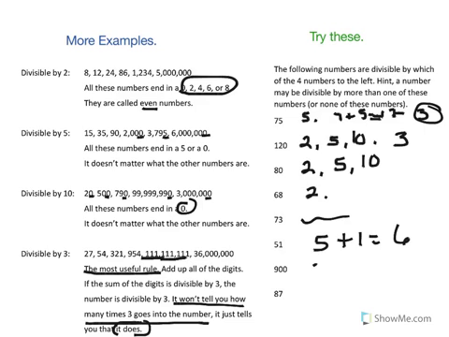900, okay, it's even, ends in a 0, and 9 plus 0 is equal to 9, so 3 goes in. And 87 is another tricky one. Not 2, not 5, not 10, but what's 8 plus 7? 15. And again, if you don't know if 3 goes into 15, add 1 plus 5. 3 goes into 6, so 3 goes into 87.